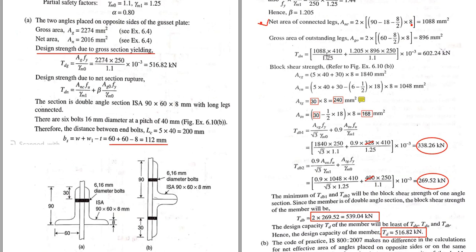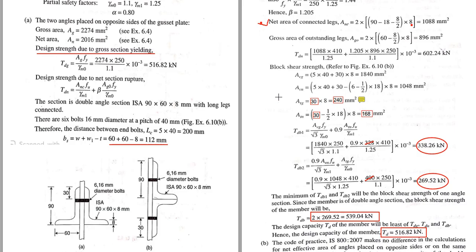Now we can find the design strength due to net section rupture. Use this formula to find the answer. It should be 602.24 kilonewton. I hope you can find this.